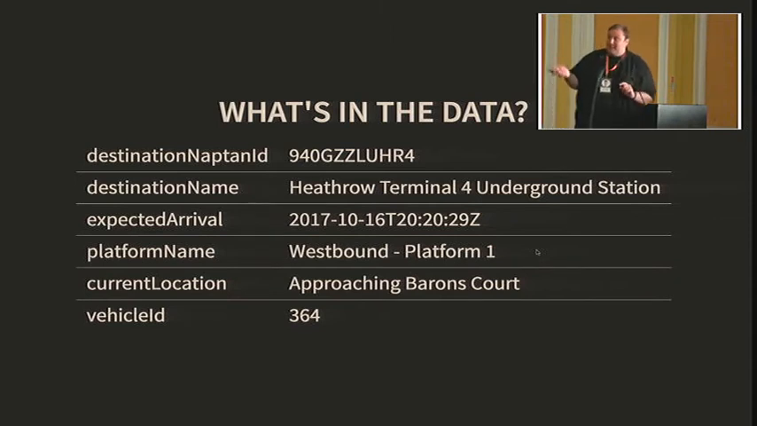We can tell what platform it's at, although this is more accurate at some places than others. We can find out where it is currently, which is very useful for tracking trains through the network. And we also have a vehicle ID as well, which looks very useful. It's actually a link to the timetable. It's nothing to do with the train itself.